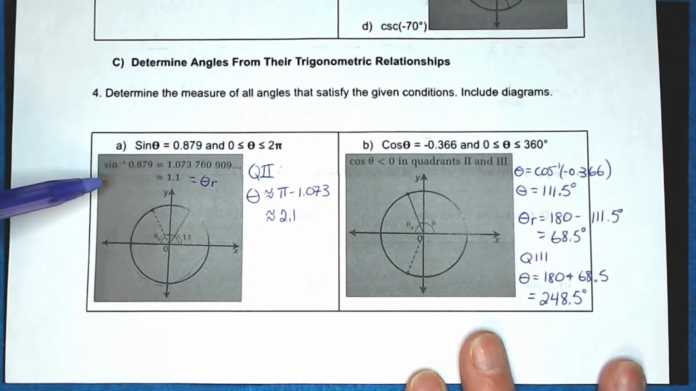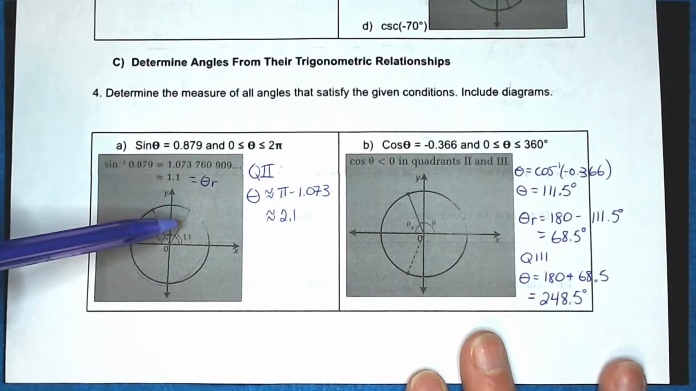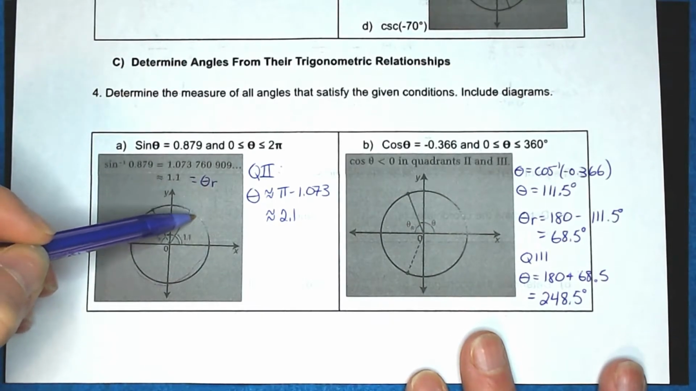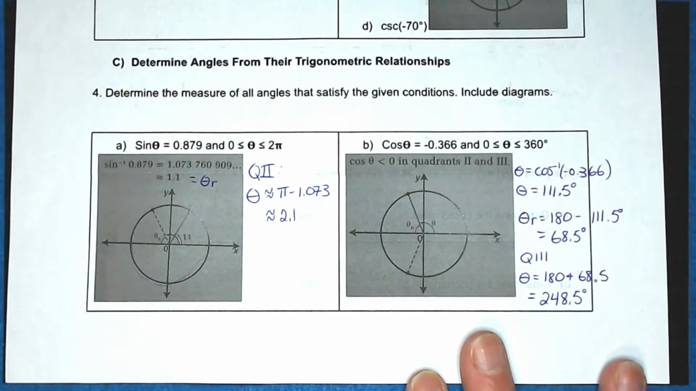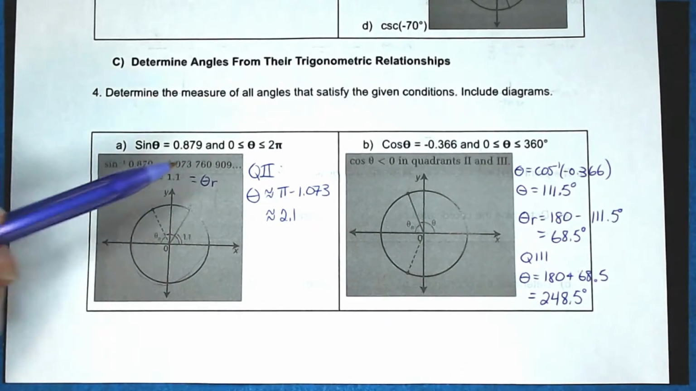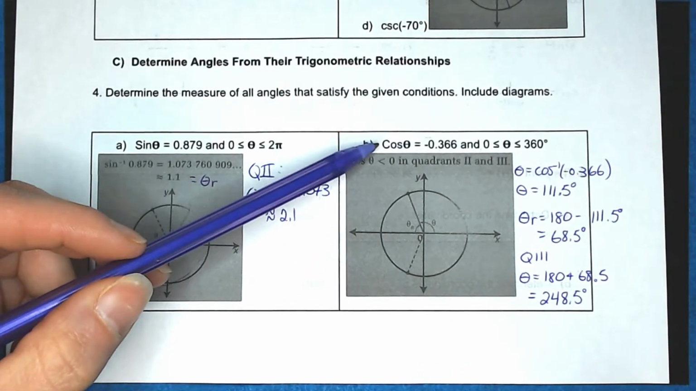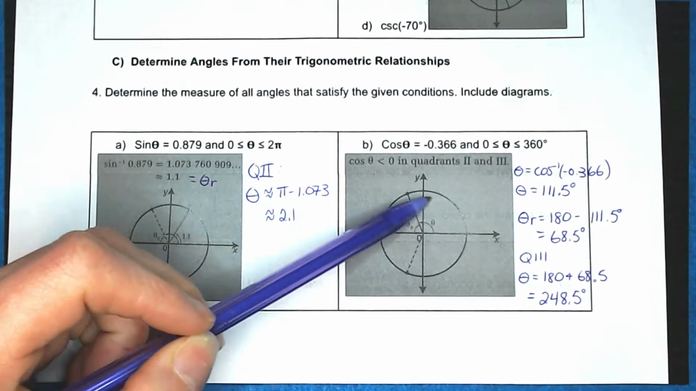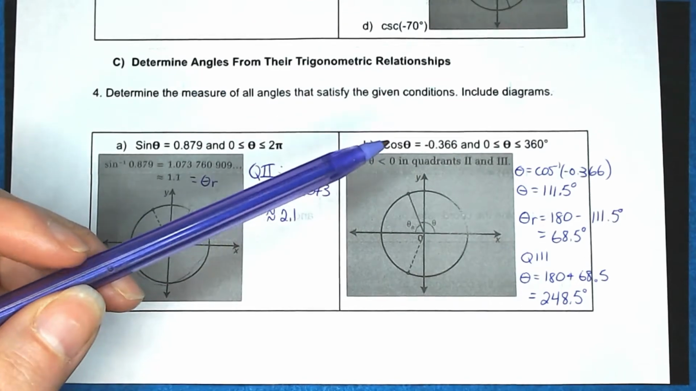So we know that sine theta is positive in quadrant 1 and quadrant 2. So once you have this value, you'll just use it as a reference angle and solve for the angle that's missing. The same thing happens over here in cosine. Now it's negative in our response. And again, it goes from 0 to 2 pi or 0 to 360.